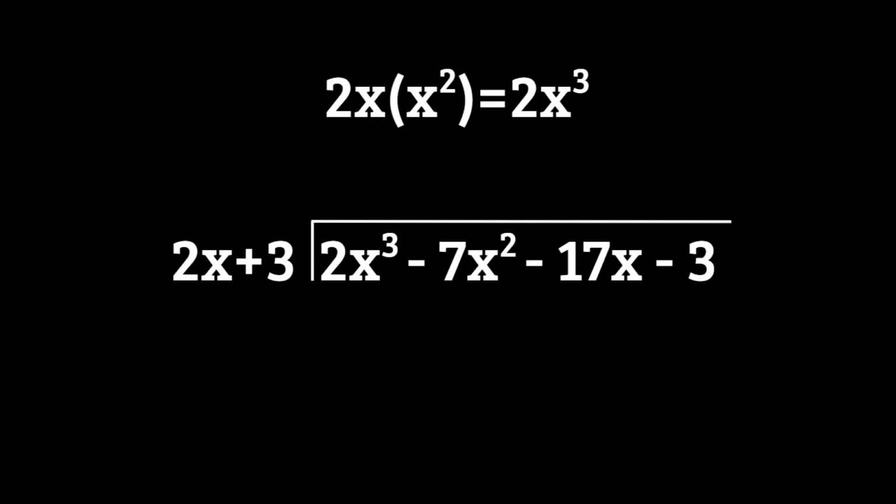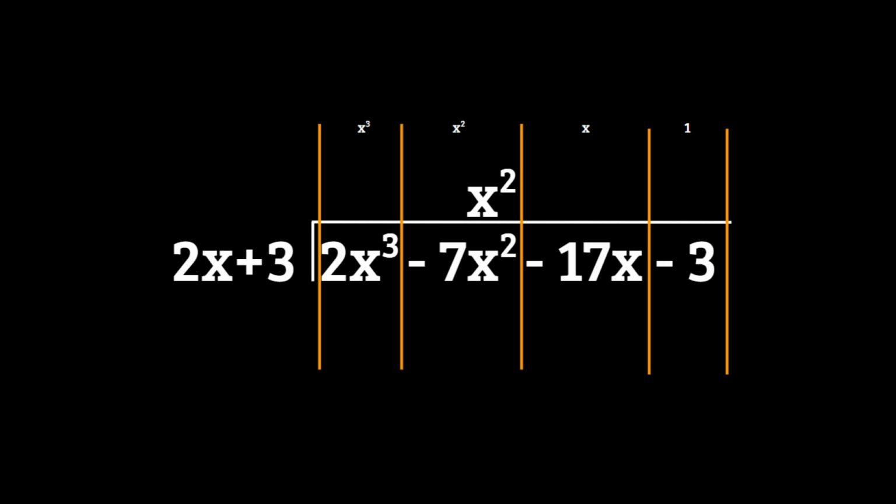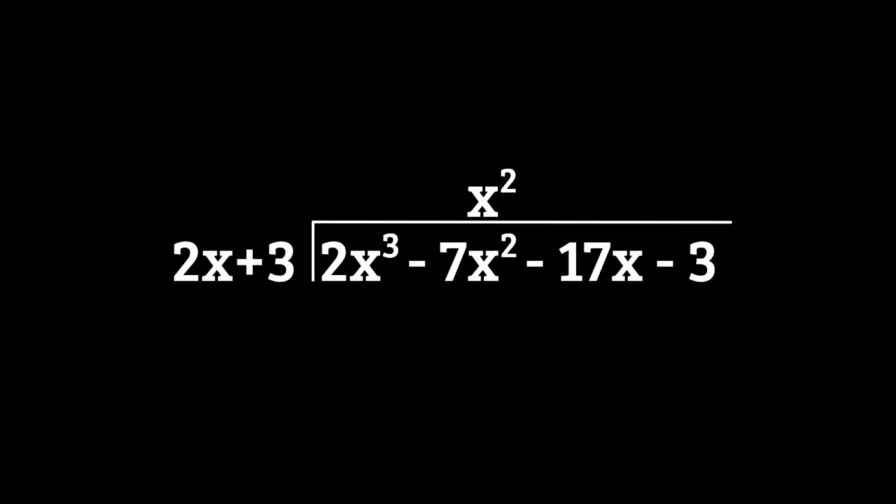In regular long division, it is helpful to separate the digits by powers of 10, such as the hundreds place, thousands place, etc. We can apply the same principle here, by powers of the variable and constants. The next step is to put the x squared on the top of the bar, and we put it directly into the x squared column.